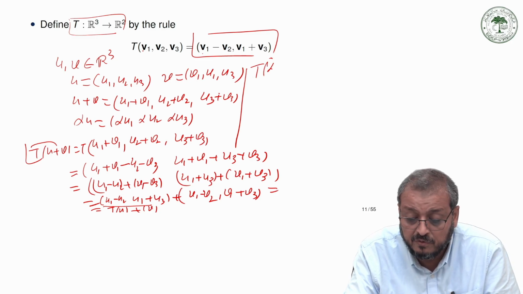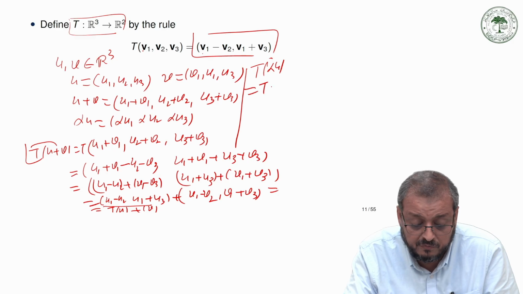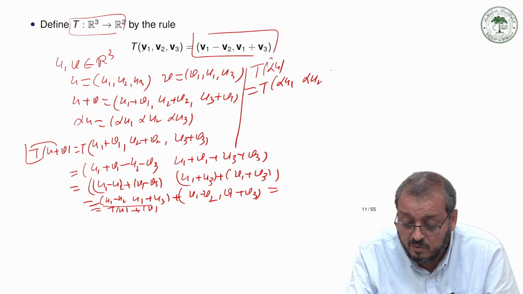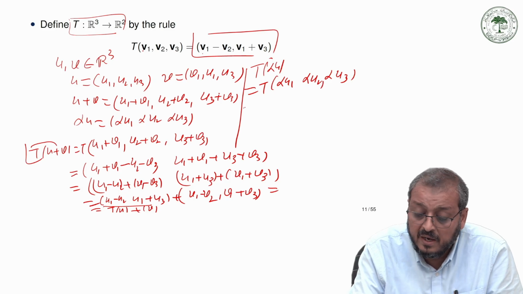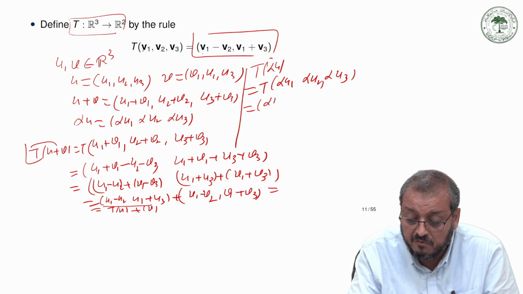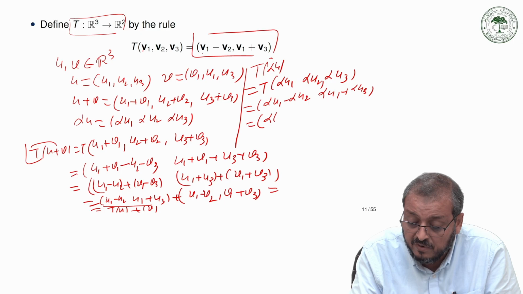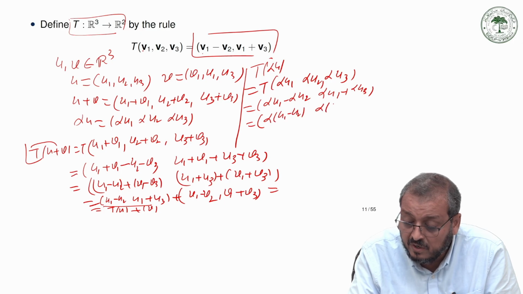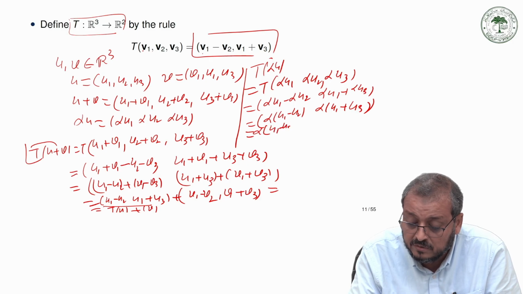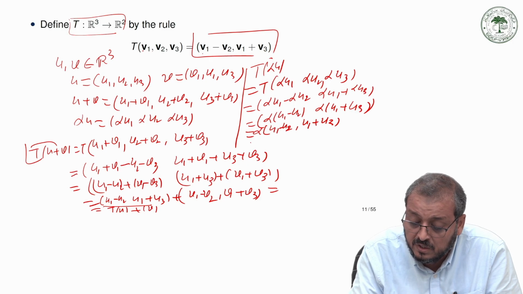So we take T of alpha u, which is equal to T of alpha u1, alpha u2, alpha u3. By the property, this is alpha u1 minus alpha u2, alpha u1 plus alpha u3. This can be written as alpha times (u1 minus u2) and alpha times (u1 plus u3). By the distributive property, this is alpha times (u1 minus u2, u1 plus u3), which is nothing but alpha times T of u.